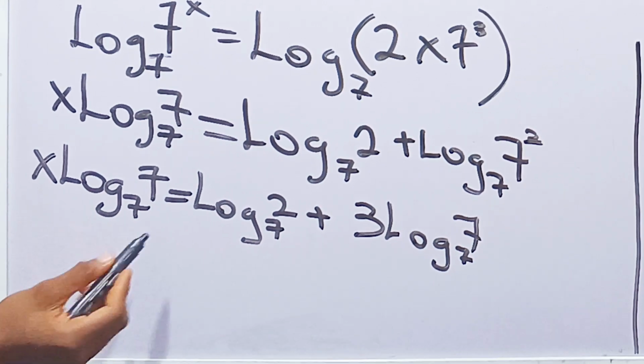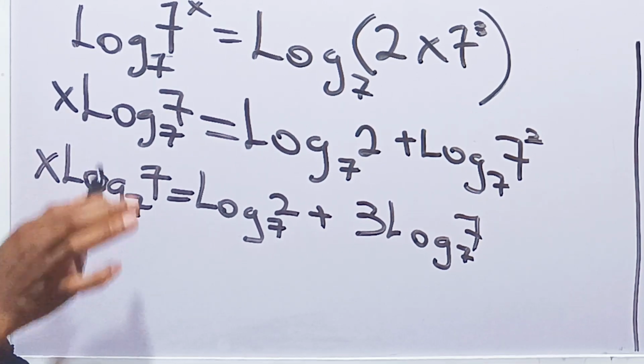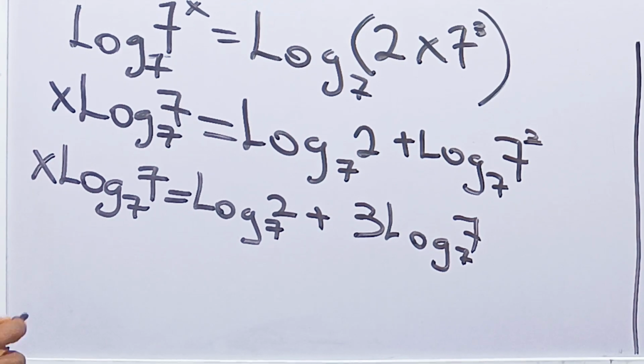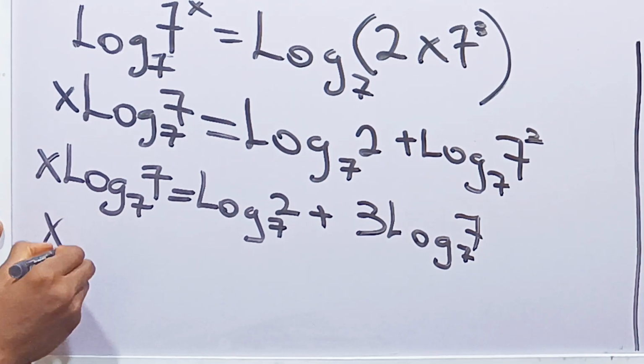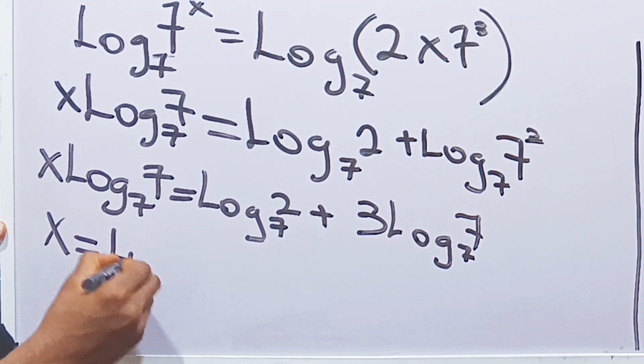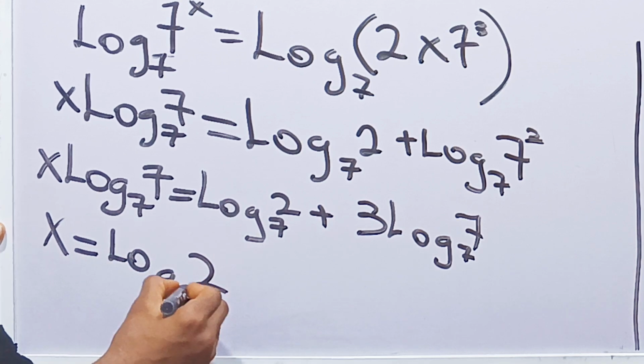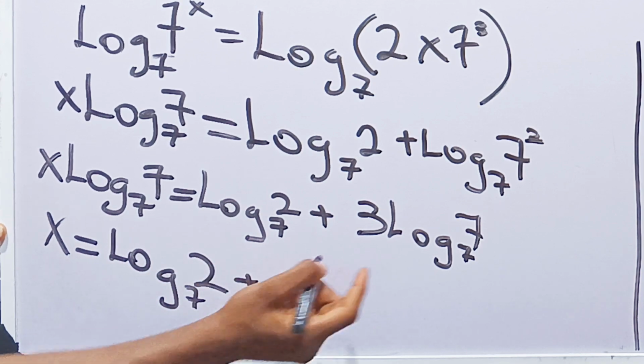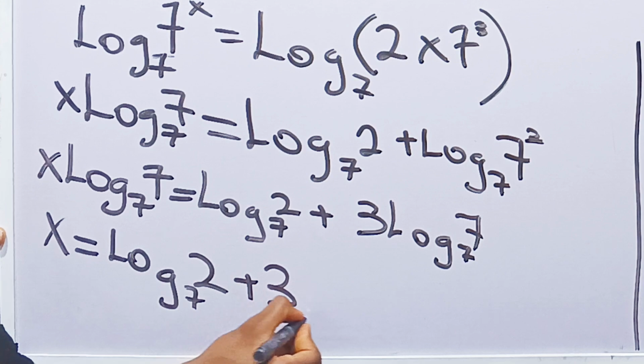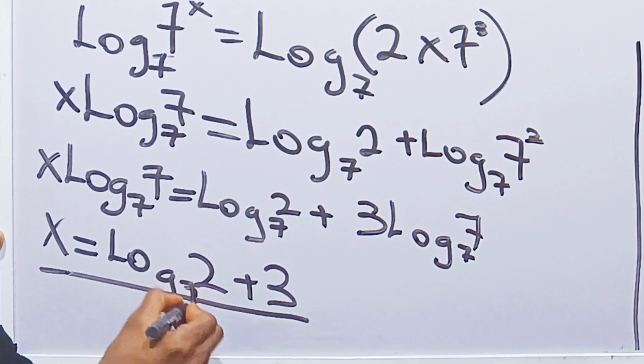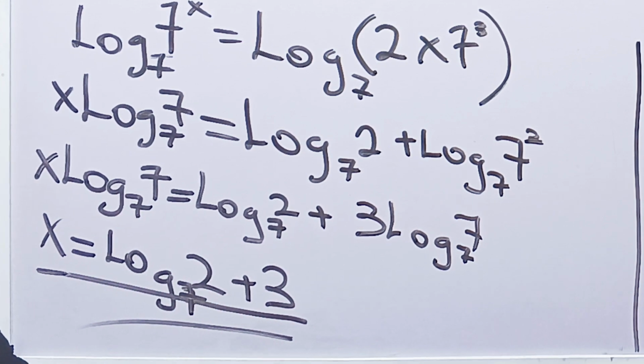The logarithm of 7 to base 7 is 1. In fact, the logarithm of a number to that same base is 1. So we have x equal to the logarithm of 2 to base 7 plus, this is also 1, so we have 3. And this is base 7, and this becomes the answer to this question.